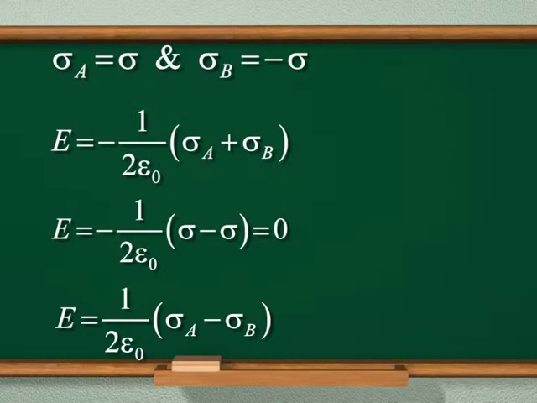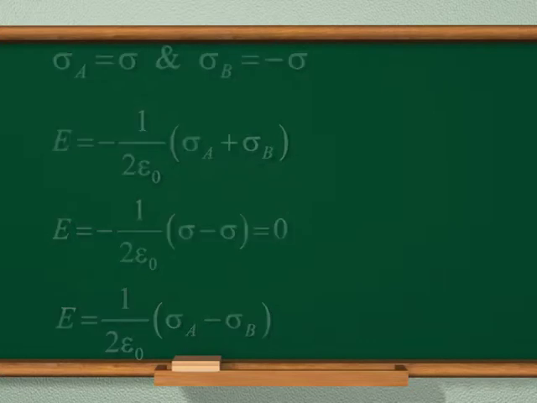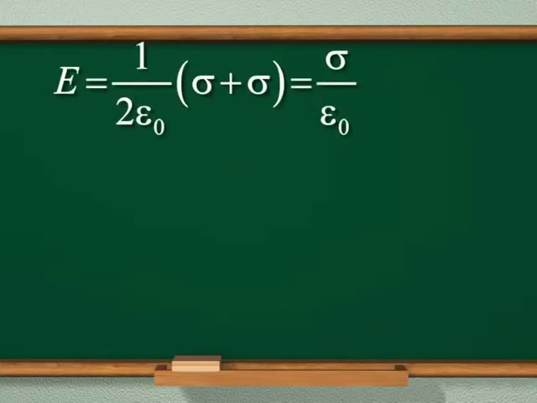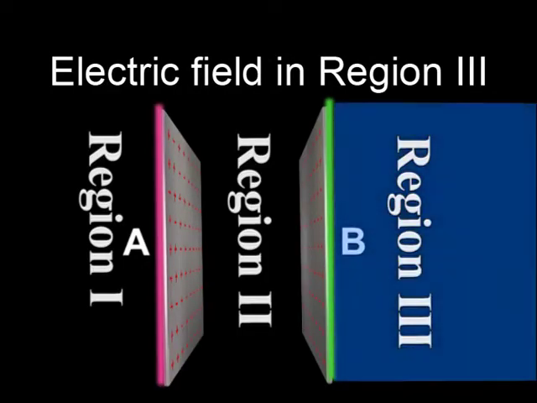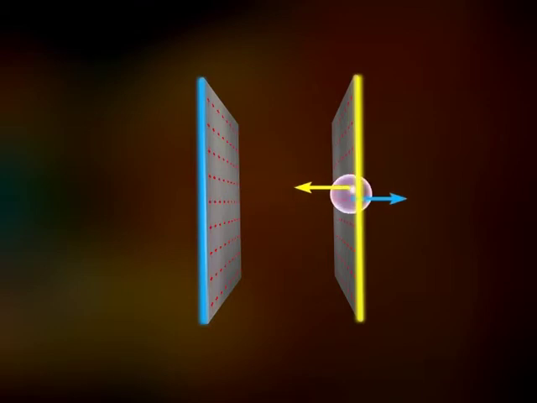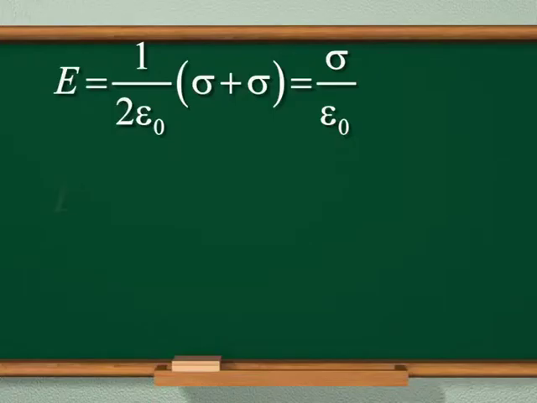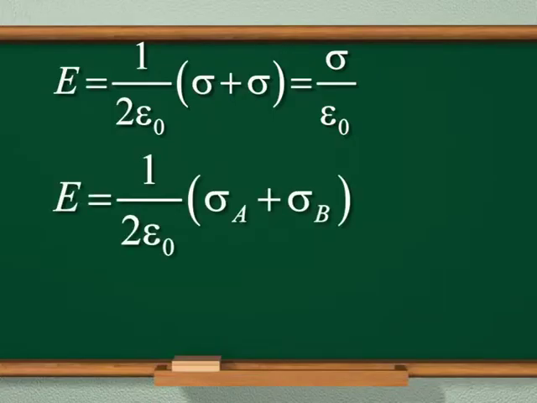B. Now, the electric field due to sheets A and B having charge density sigma and minus sigma in the second region is E equal to 1 by 2 epsilon naught whole into sigma plus sigma, which is equal to sigma by epsilon naught. As the electric field due to sheets A and B having charge density sigma A and sigma B in the third region is E equal to 1 by 2 epsilon naught into whole of sigma A plus sigma B.